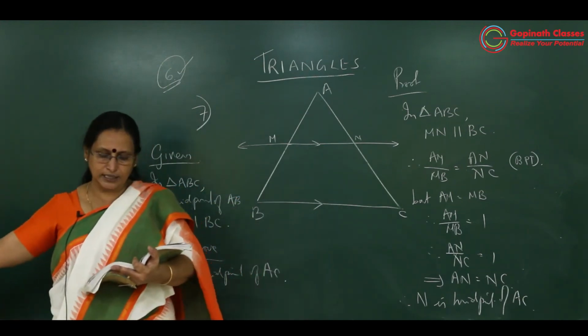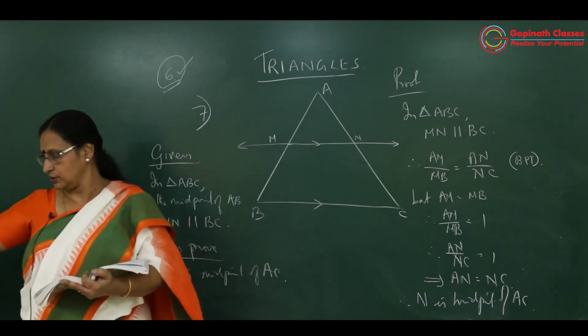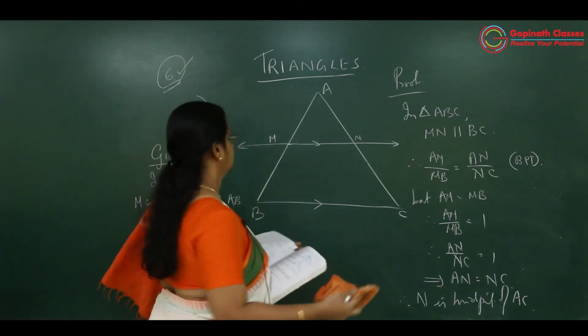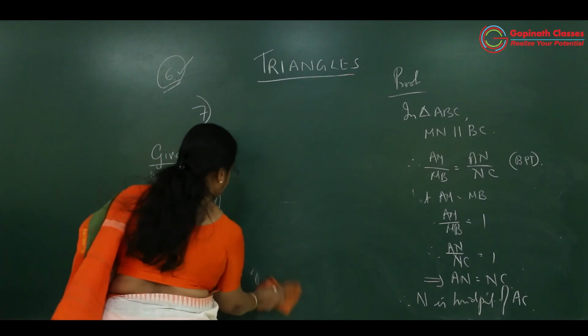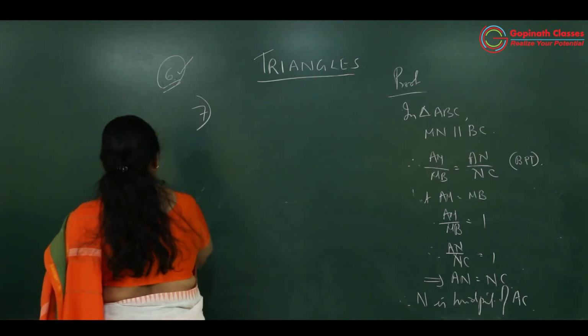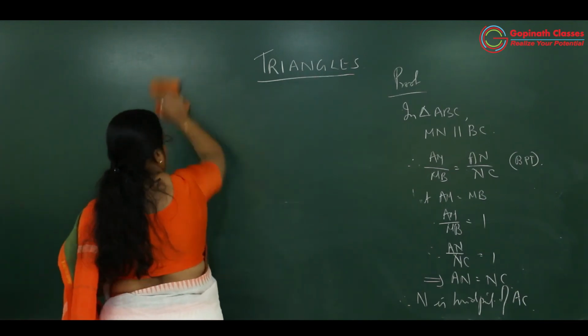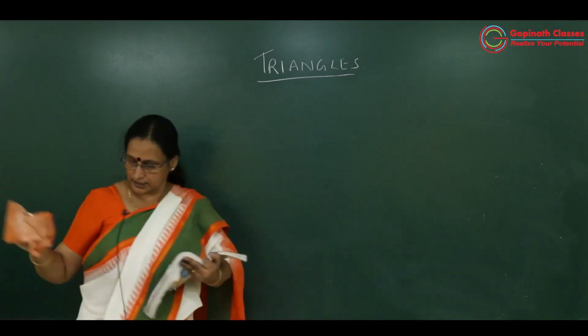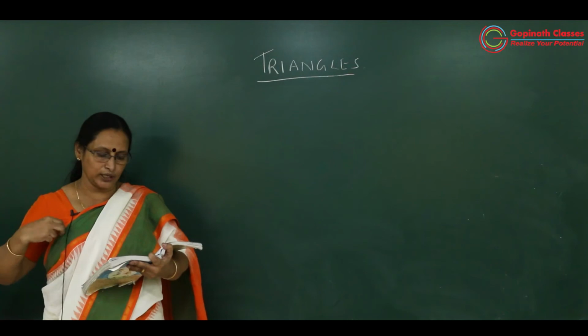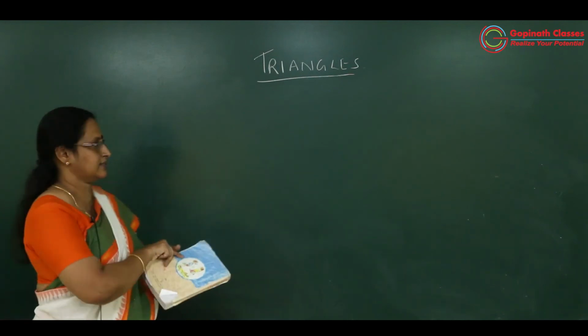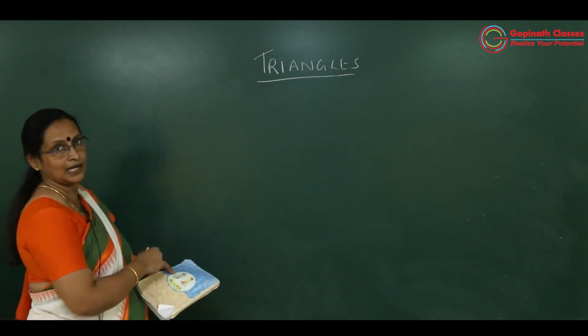Now, 8th question is a converse of 7th question. Given and prove that should be very clear. Either given and prove that will twist, will be interchange. 8th question. 8th question is, using theorem 6.2, prove that the line joining the midpoints of any two sides will be parallel to the third side.